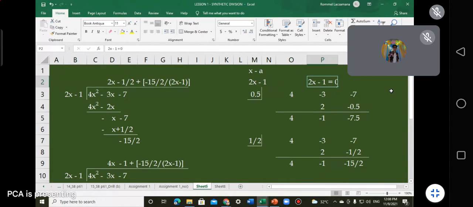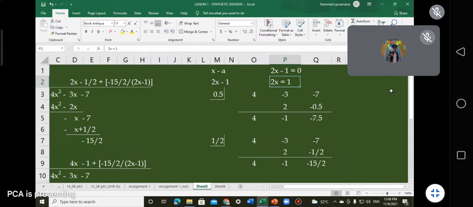Sige, tanggalin ko to. So, ang gagawin nyo, transpose 1, a negative 1, and it becomes, of course, 1. And then, wala na ito. Okay, divide both left and right by 2: 2x over 2 and 1 over 2. So, x finally is equal to 1 half. Okay?